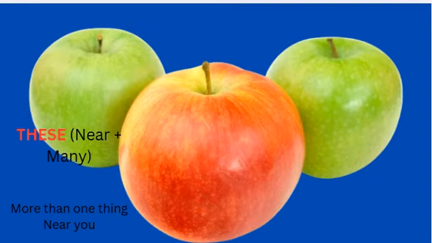Next we will go to these. When we will use these, it means the things should be near to us and there must be many things. Like you can see three apples here. So there are apples here, more than one thing and it should be near to you. So we can say these are apples. These.